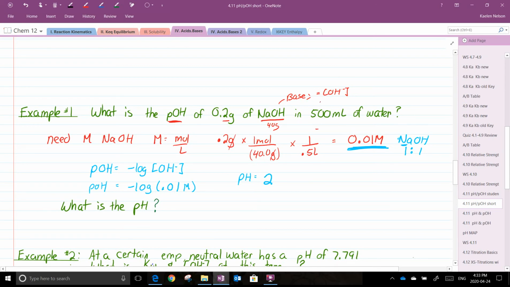I'm just skipping sig figs in this, but it looks to me like we have a 1 sig fig number, so 2.0 would be one significant figure. What's the pH? This is going to be 12 or 12.0 because the 2 must add to 14.